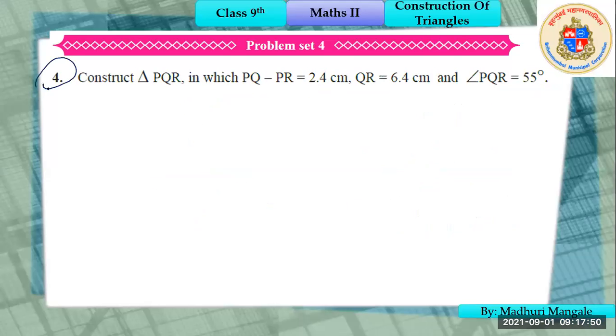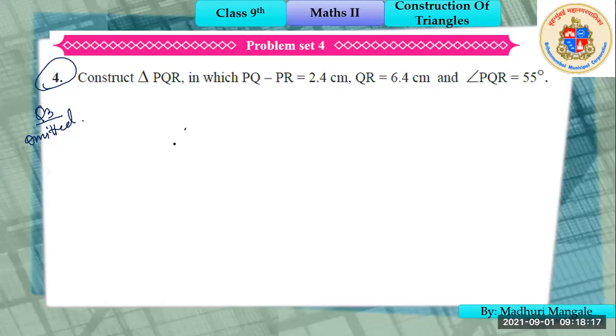Notice this is question number 4. Question number 3 is omitted for this academic year. Now question number 4: construct triangle PQR in which PQ minus QR equals 2.4 centimeters, QR equals 6.4 centimeters, and angle PQR is given to be 55 degrees.